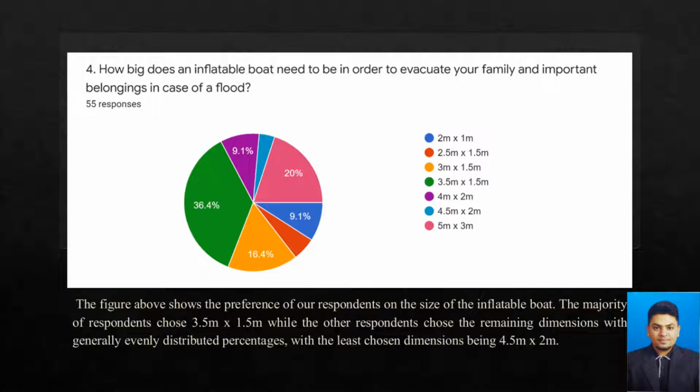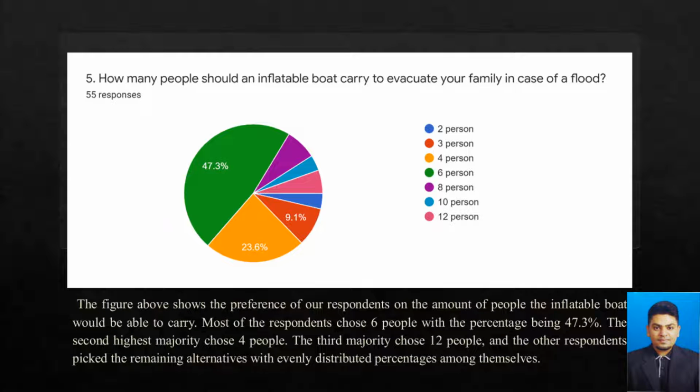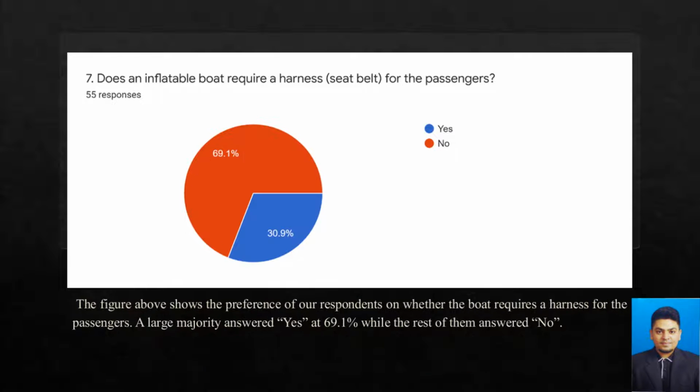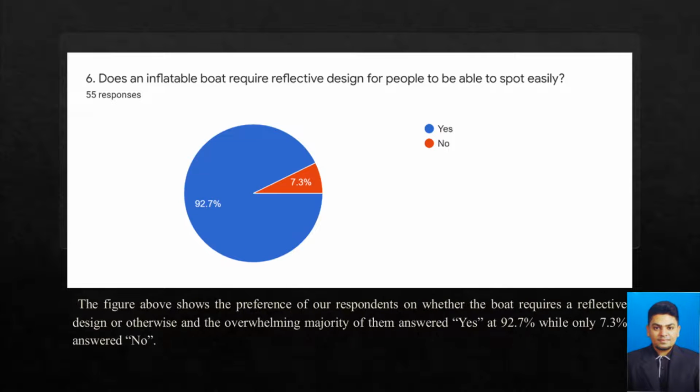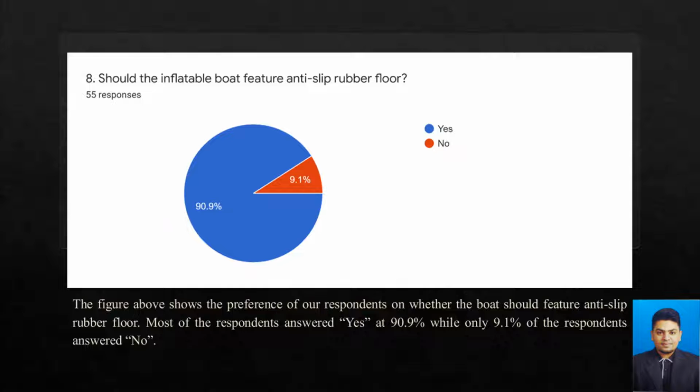This figure shows that the majority of our respondents chose the dimensions of our inflatable boat to be about 3.5 meters by 1.5 meters. This figure shows that the majority of our respondents said the inflatable boat needs to carry 6 people. This figure shows the majority of our respondents said that we don't need a harness or a seatbelt for the inflatable boat. This figure shows that the overwhelming majority of our respondents said we need to implement a reflective design on the inflatable boat. This figure shows that our respondents said that our boat should feature an anti-slip rubber floor.